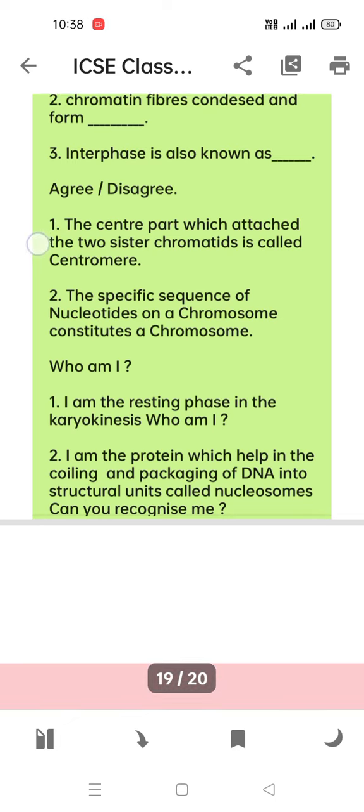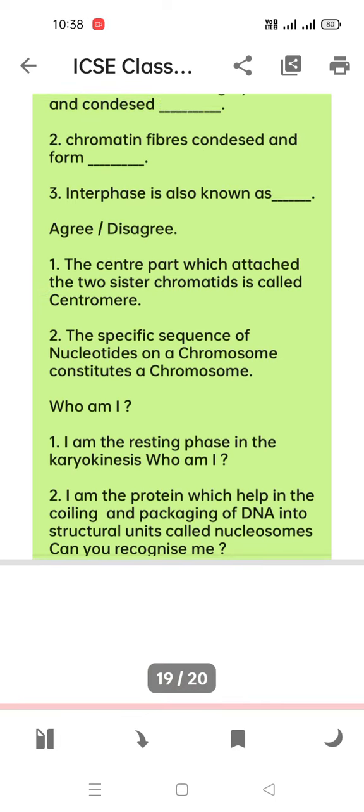Now, who am I? I am the resting phase in the karyokinesis. Who am I? What is the resting phase? Obviously, right now I discussed the interphase. Okay, interphase is the resting phase. Now next is I am the protein which helps in the coiling and packaging of DNA into structural units called nucleosome. Can you recognize me? Yeah, you are histone protein.